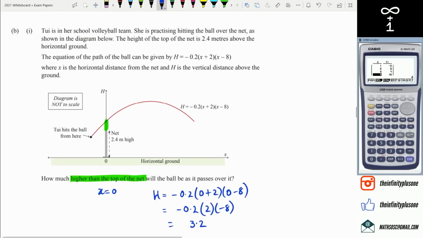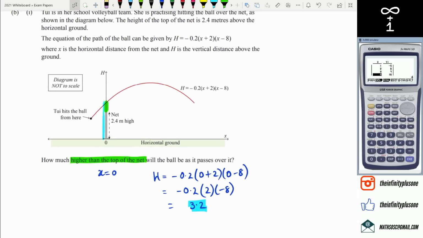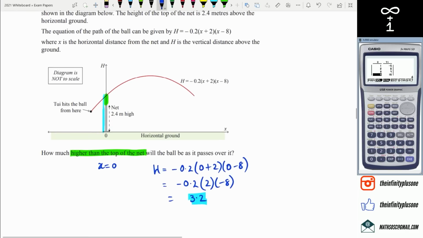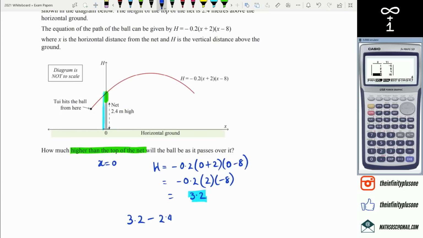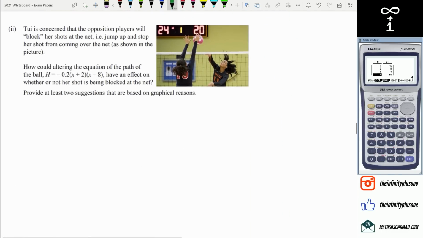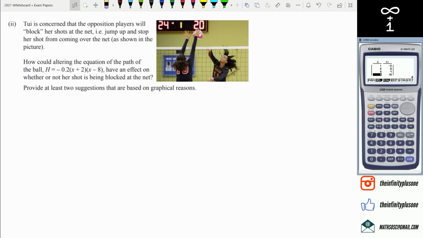Now the 3.2, just remember that the 3.2 is actually the distance from there to the ground. And we're actually looking for higher than top of the net. So we've actually got to go 3.2 minus 2.4 to get 0.8 meters above the net. And it's really important we write that above the net sentence, and we also write the 0.8. Units, not so much, they're not fussed about it. But yeah, to get an achieved, you've got to make sure you do that 0.8 part. On to the next question.